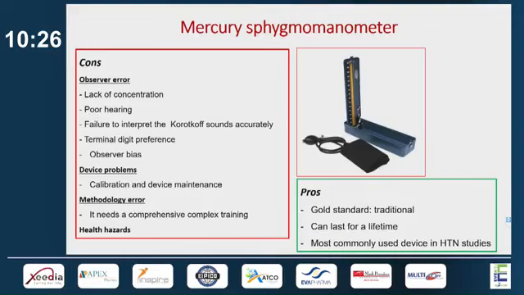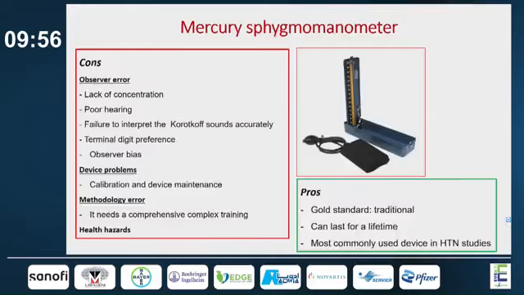The device needs regular and comprehensive maintenance related to the physical status of the device, the leakage test, and the calibration test. Another error is the methodology itself. The mercury sphygmomanometer needs comprehensive, complex training for blood pressure measurement, so any errors during measurement will lead to either overestimation or underestimation of blood pressure. And last but not least, the health hazards of mercury.